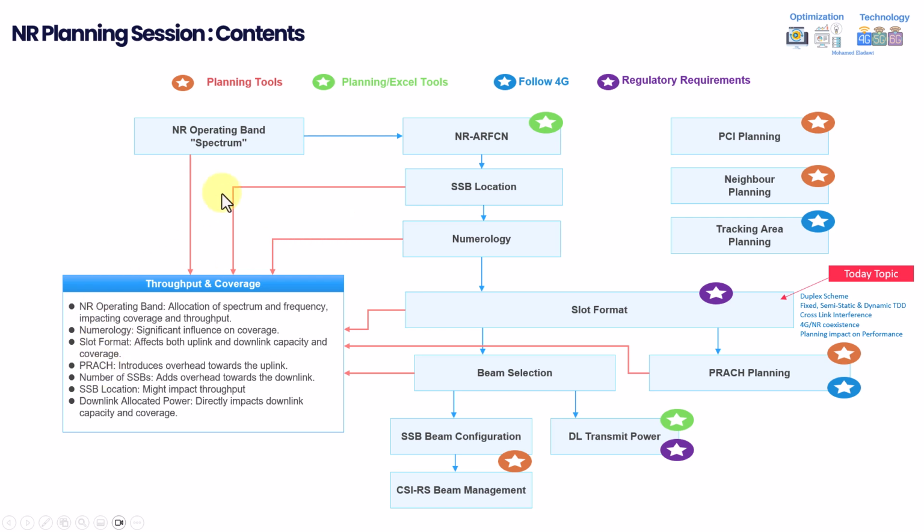As you can see here, this is the main context which we are trying to cover most of in the upcoming videos. The first part is about the NR operating band spectrum. I will give you a brief introduction about what kind of bands are available in NR, and what the differences are between low band and mid band. For example, we know that low band can be used for coverage purposes, while mid band and high band can be used for capacity and so on.